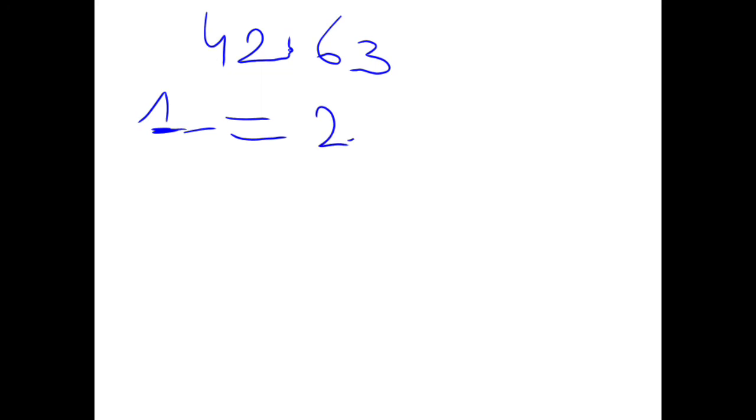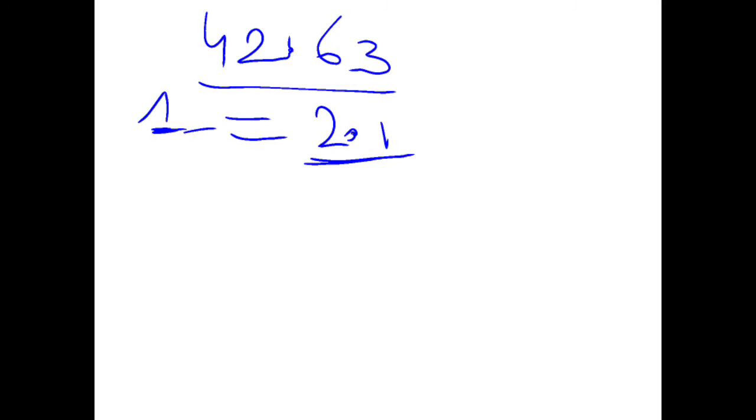Product of two numbers is given. You can write the complete line; I am solving in short. So the product of two numbers is given, 42.63, and one number is given, that is 2.1. We have to find the other. What is the way? We will divide this number by this, then we are able to find the other.